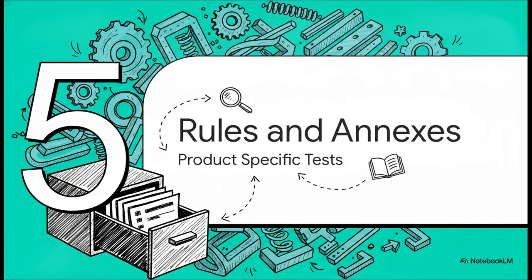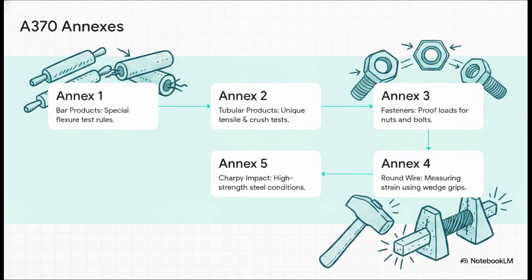Finally, Section 5, Special Rules and Annexes, Adapting Tests for Specific Products. As we noted earlier, the world isn't just made of neat, flat, rectangular specimens. The standard actually includes 5 unique annexes to modify our core tests for actual, complex, everyday products. Annex 1 alters flexure tests for bar products based on how they were rolled. Annex 2 is for tubular products, think pipes, requiring unique ring tensile and crush tests to simulate internal pressure. Annex 3 focuses on fasteners, like nuts and bolts, testing their proof loads to ensure they won't just shear off while holding a building together.